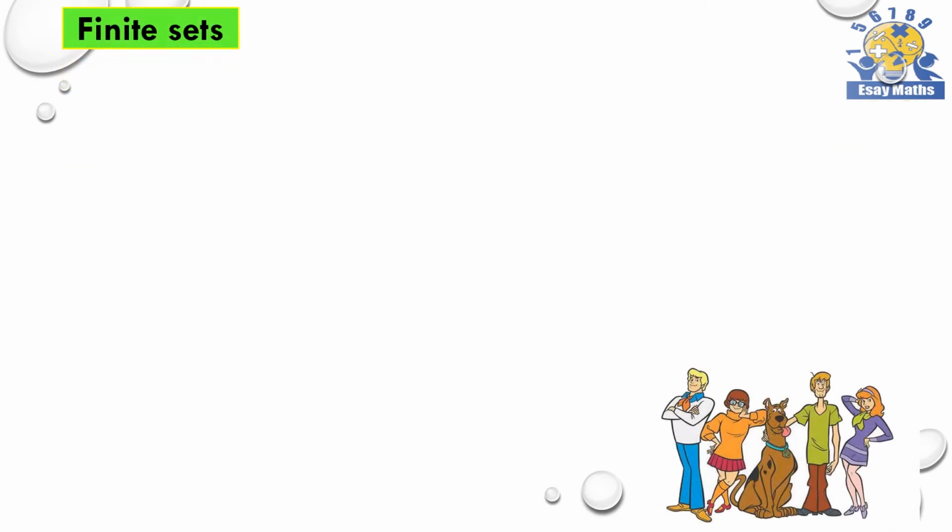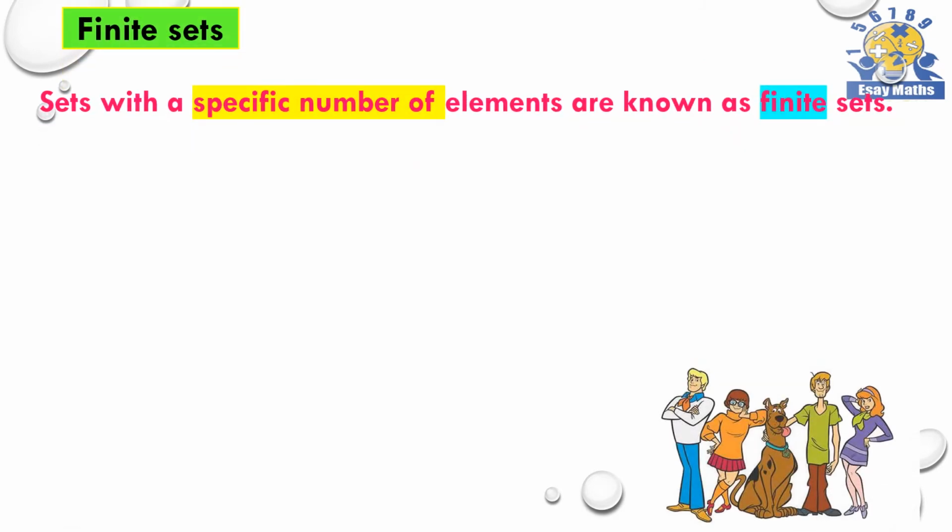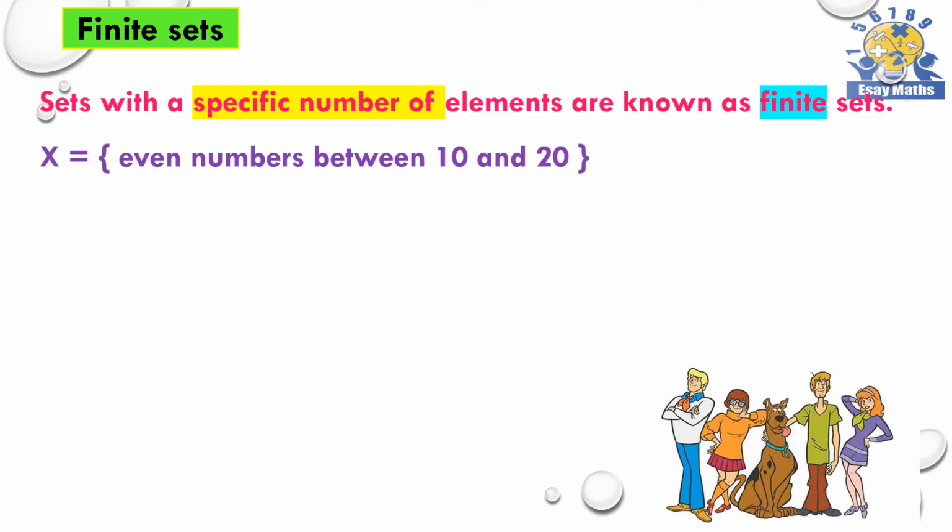Finite sets. What is meant by finite sets? Sets with a specific number of elements are known as finite sets. What is meant by a specific number of elements? It means a finite number of elements. As an example, 1, 2, 3, 4, 5, 6 and so on.